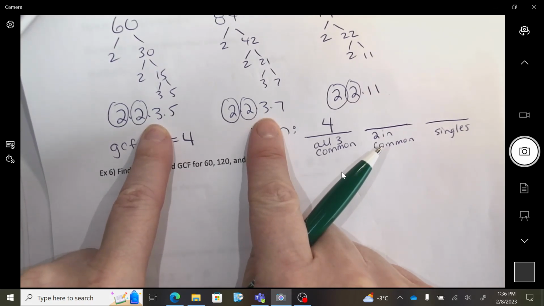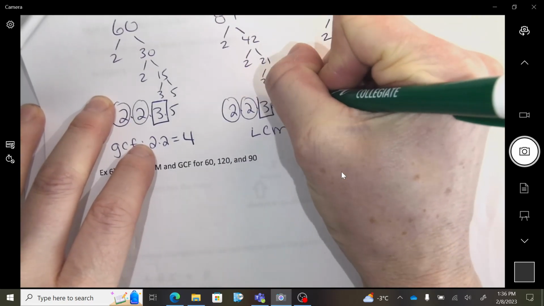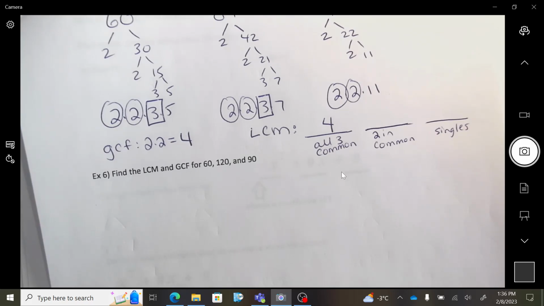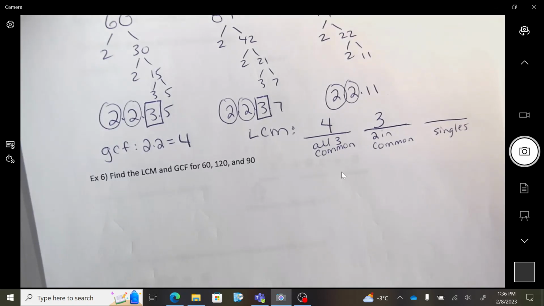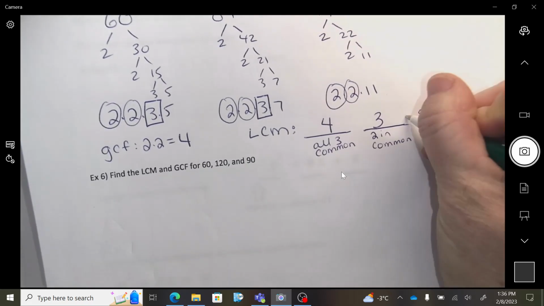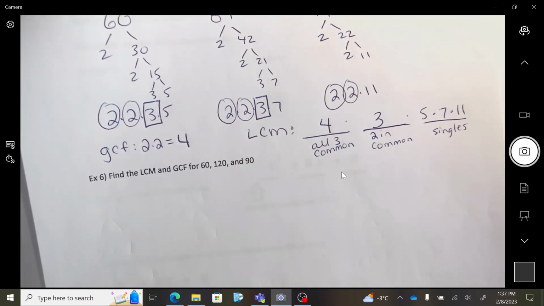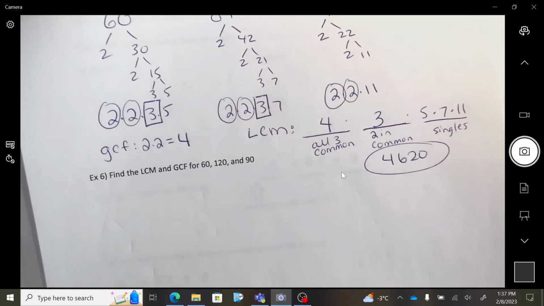Yeah, 3. You know what? I think I'm going to do a box just to make it a little different. I'm going to put a box around that because they don't all have a 3, but 2 of them have a 3. Then, now you can go to what's left over. So 5, a 7, and an 11. Okay, so that just adds one little piece to it. So 4,620 is the first number I can find that I'd be able to divide by all of those.